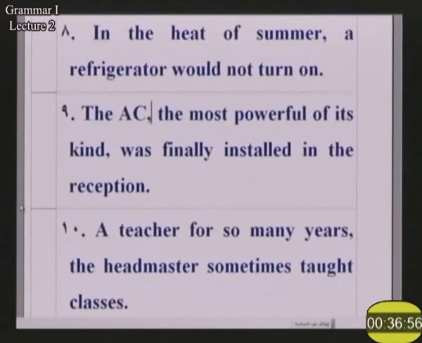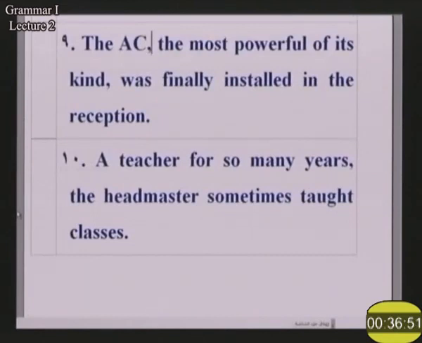Right. Let's look at the last sentence. A teacher for so many years, the headmaster sometimes taught classes. The headmaster, subject, taught, verb, type. A teacher for so many years, comma. This is an appositive for headmaster. All right? تبقى الجملة دي برضو صح.